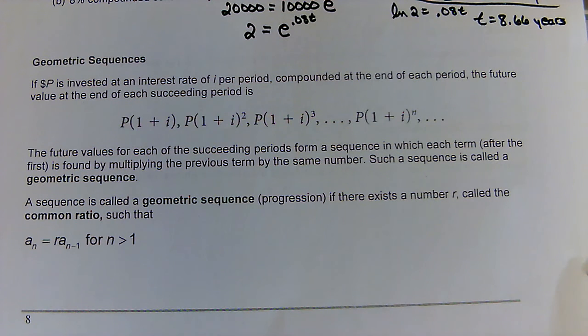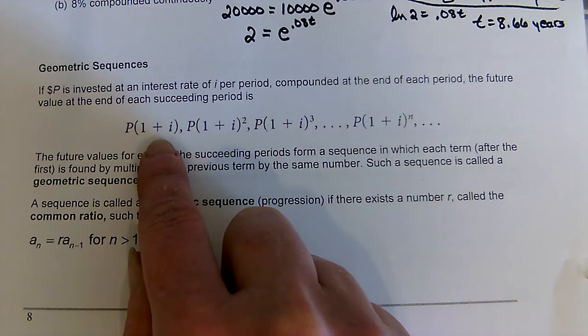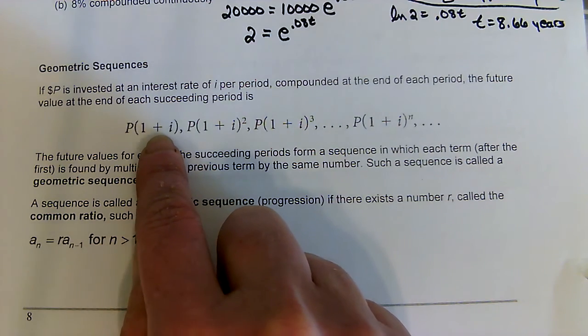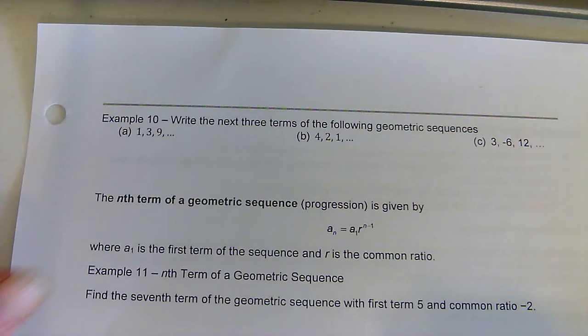Compounding interest is actually an example of a geometric sequence, when we multiply by the same thing each time. What we're multiplying by is called a common ratio. So that 1 plus i that we're multiplying the principal by each time is considered our common ratio. It's what we're multiplying by each time. So let's look at geometric sequences.